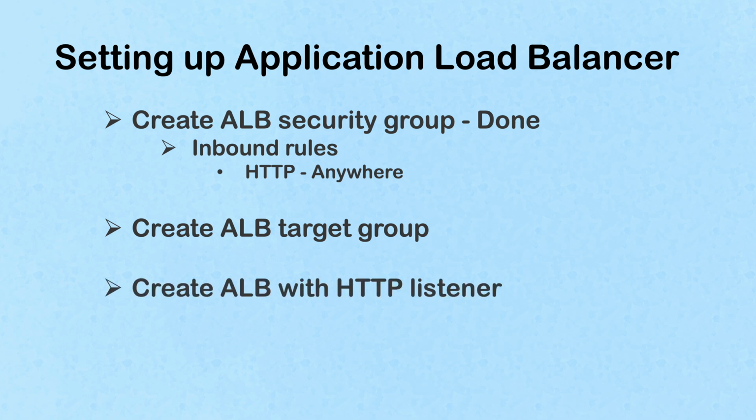With the security group and target group in place, we'll proceed to create the application load balancer. Since we're utilizing CloudFront for HTTPS, we'll configure a single HTTP listener for the ALB, directing traffic to the target group.